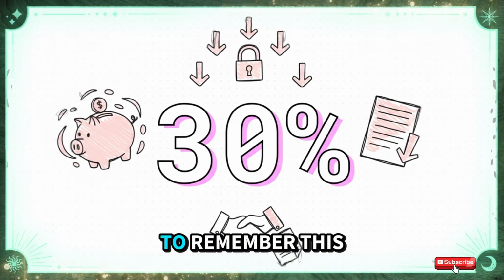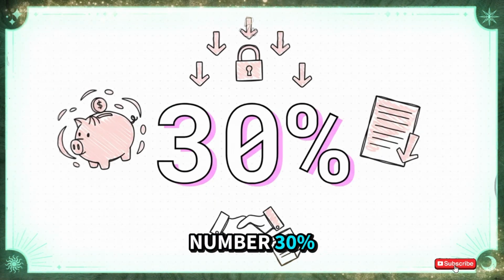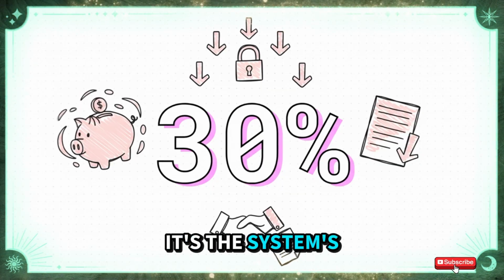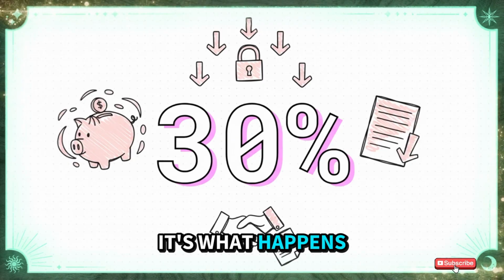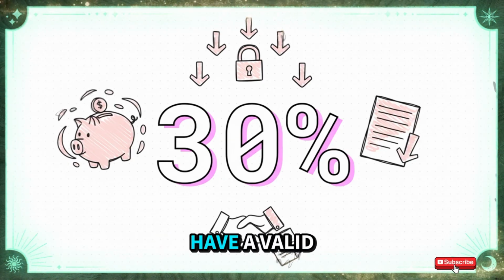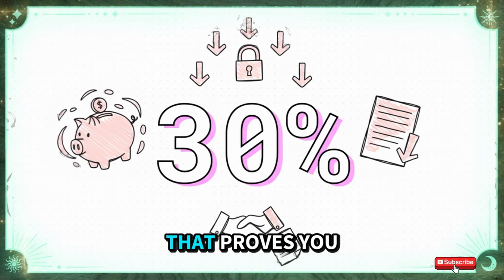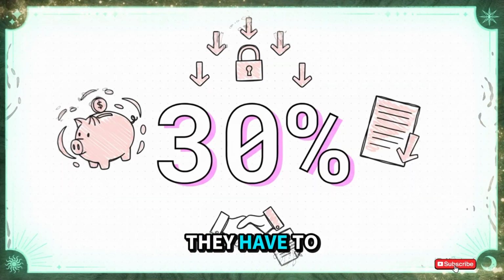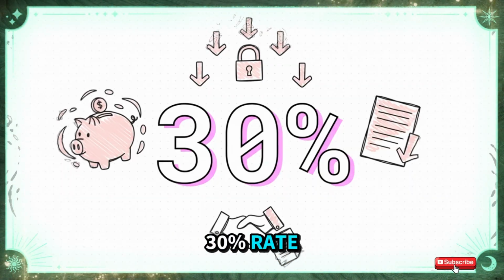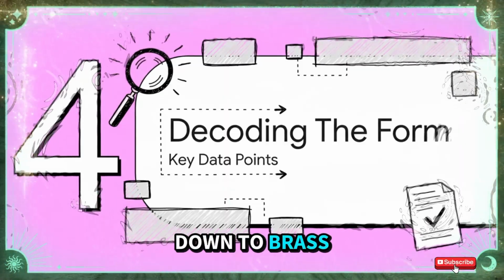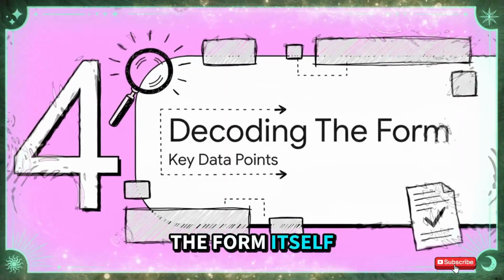And you've got to remember this number, 30%. It's not just some random figure. It's the system's default setting. It's what happens when there's no information. If the person paying you doesn't have a valid form, like a W-8, that proves you qualify for a lower rate through a tax treaty, they have to withhold at this 30% rate. It's the law.